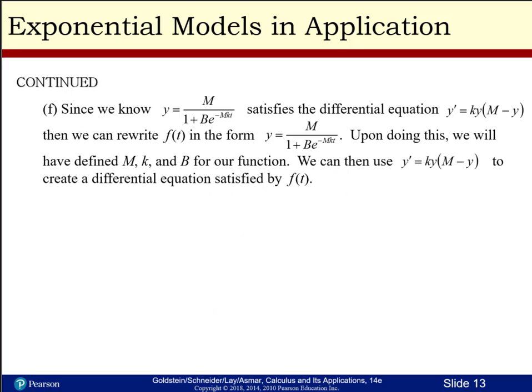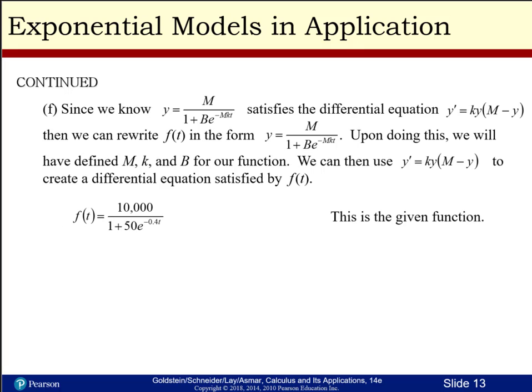Since we know y equals m over 1 plus b e to the minus mkt satisfies the differential equation y prime equals ky times the quantity m minus y, then we can rewrite f of t in the form y equals m all over 1 plus b e to the minus mkt. Upon doing this, we will have defined m, k, and b for our function. So we can just use y prime equals ky times the quantity m minus y to create a differential equation satisfied by f of t.